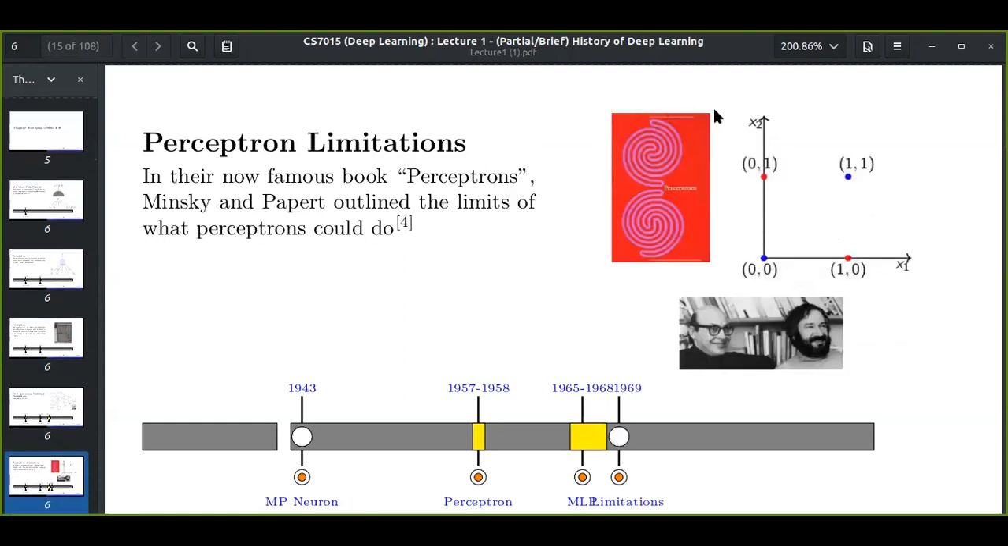Then we have the perceptron limitations. In 1968-1969, there was a famous book called Perceptrons, and the authors, Minsky and Papert, outlined what a perceptron could and could not do. This is a simple example of what a perceptron cannot do. On the top right of the screen, you have a simple XOR. Minsky and Papert discussed in this book that perceptrons are very limited. They will not be able to solve even this simple problem, because in a perceptron we can never draw a linear boundary that divides the positive and the negative cases.